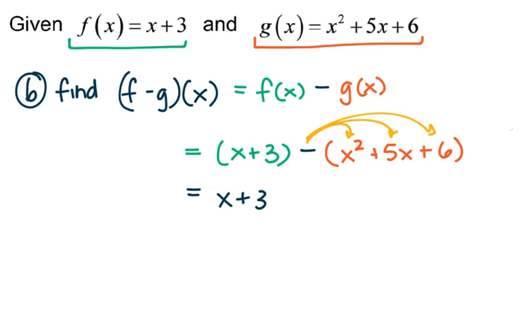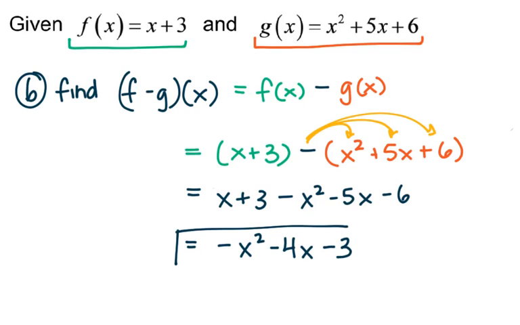We've got x plus 3, that would be minus x squared, minus 5x, and minus 6. Combining like terms, we'll have negative x squared. 1x minus 5x is going to be minus 4x, and 3 minus 6 is going to be minus 3. So there we were able to subtract two functions. Now, addition would work the same way. We would just combine like terms. We wouldn't have to distribute that negative.